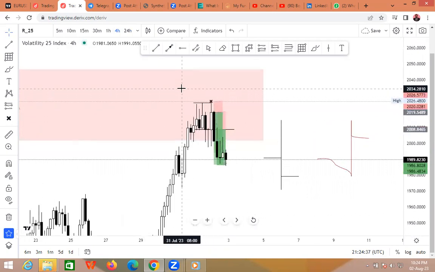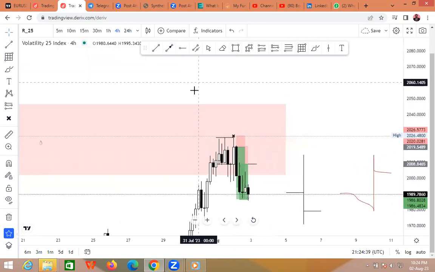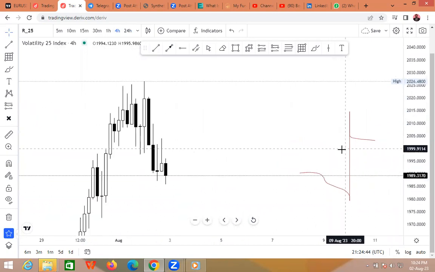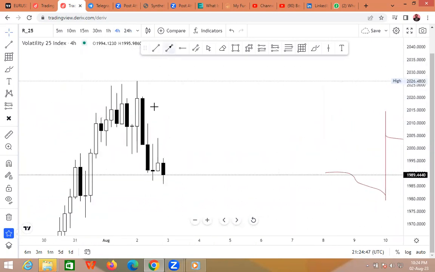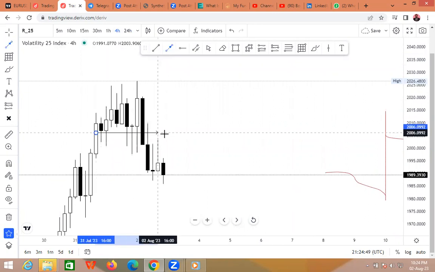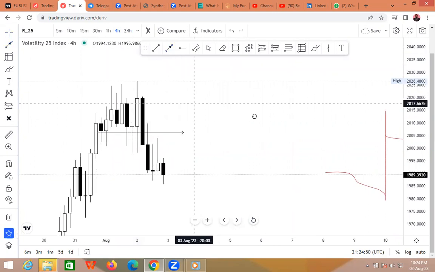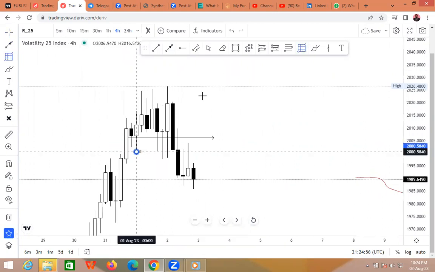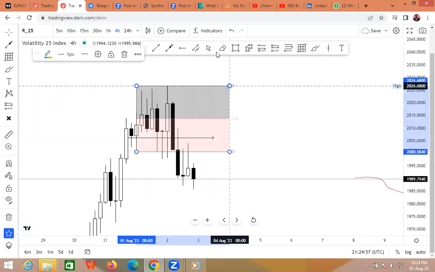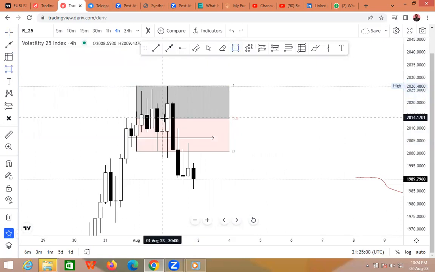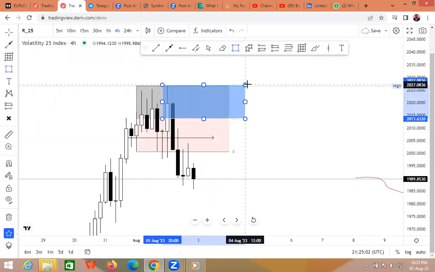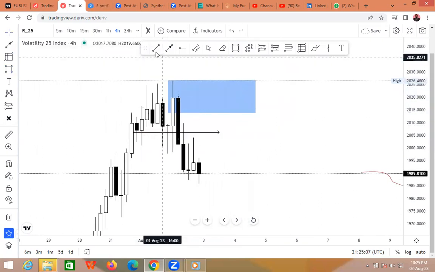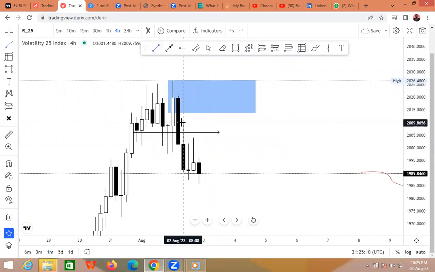Let me remove all of this. Price has broken structure here on 4 hours. See, price is giving a 4 hours break of structure. So since price has given us a 4 hours break of structure, for the next entry you just wait for price. Price will return back here. When price returns back here, you can look to join the selling opportunity. Price will come back here to take this week as internal liquidity.